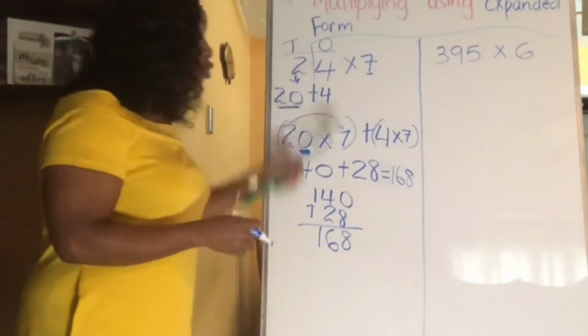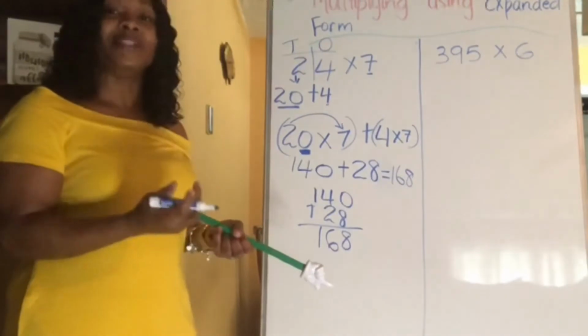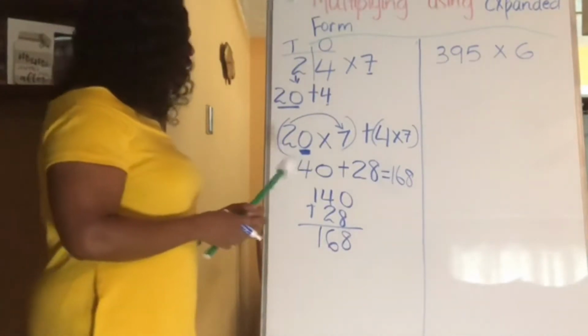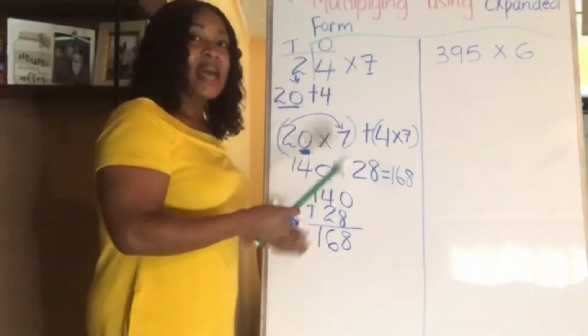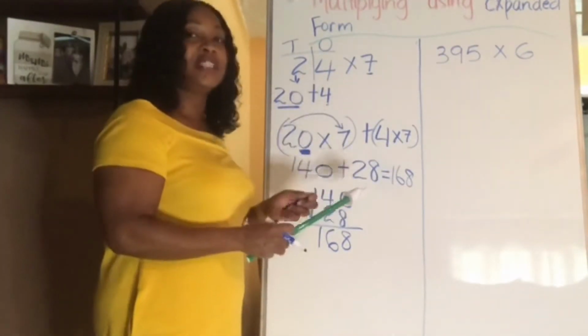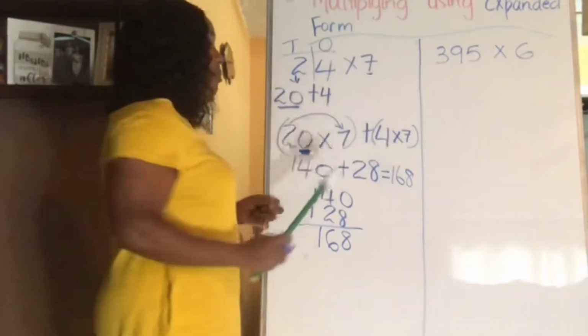And if you're not sure, you can check it with the area model or with the other way of multiplying that we did first. Now, this is almost like the area model because we're expanding and then multiplying. The difference is we're not drawing the model. Let's look at number 2.